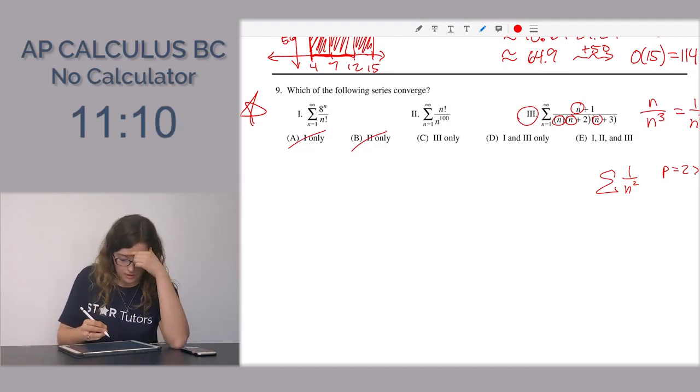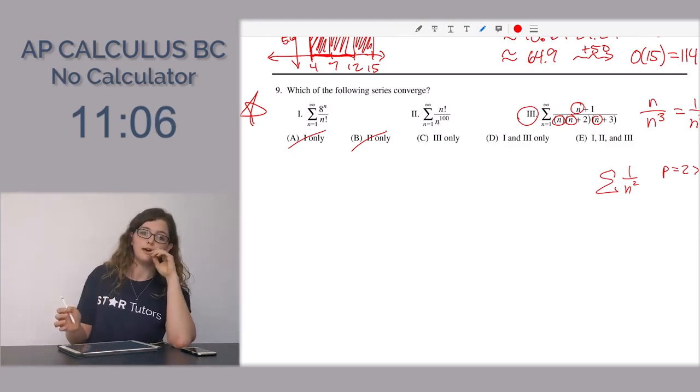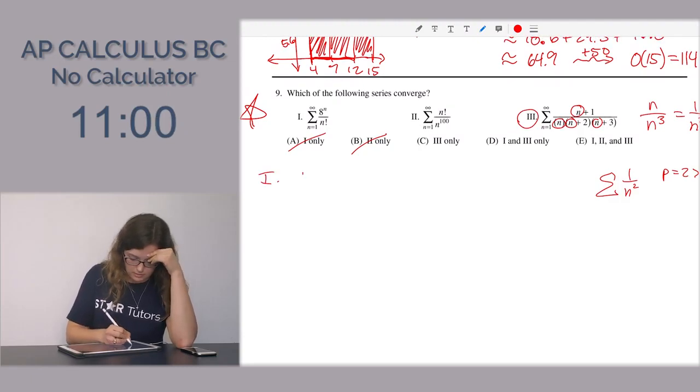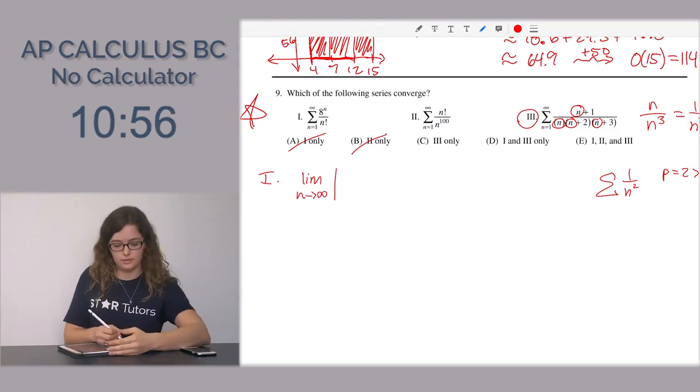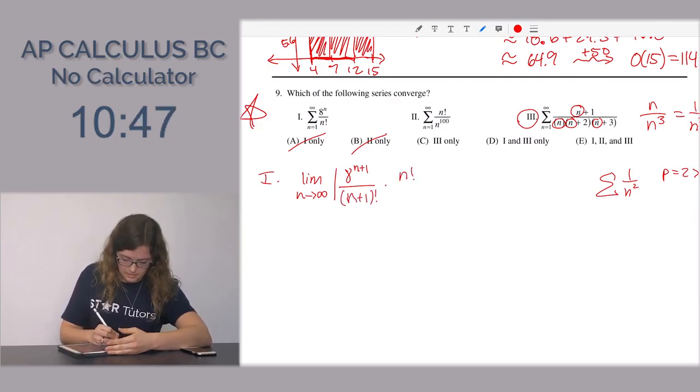Now I have to figure out if the other ones converge. Whenever you see factorials or exponential functions, I recommend using the ratio test to see if they converge. So let's do the ratio test quick on number 1. Finding the limit as n goes to infinity of the absolute value of the n plus 1 term, which is 8 to the n plus 1 over n plus 1 factorial, over a sub n. So I multiply by the reciprocal.